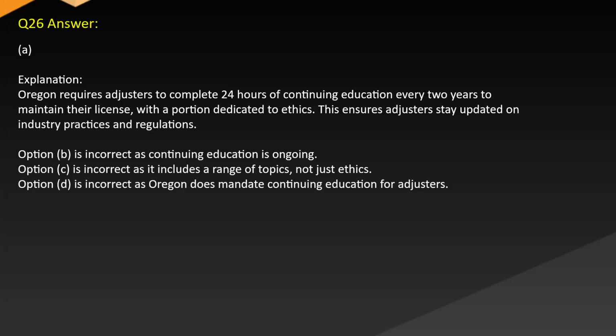Answer A. Explanation. Oregon requires adjusters to complete 24 hours of continuing education every 2 years to maintain their license, with a portion dedicated to ethics. This ensures adjusters stay updated on industry practices and regulations. Option B is incorrect, as continuing education is ongoing. Option C is incorrect, as it includes a range of topics, not just ethics. Option D is incorrect, as Oregon does mandate continuing education for adjusters.